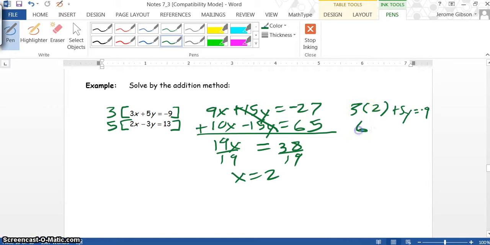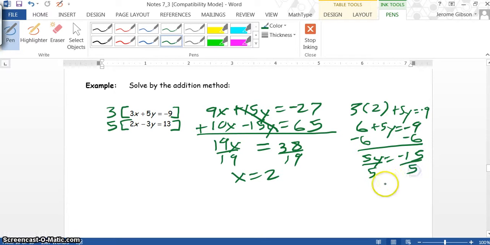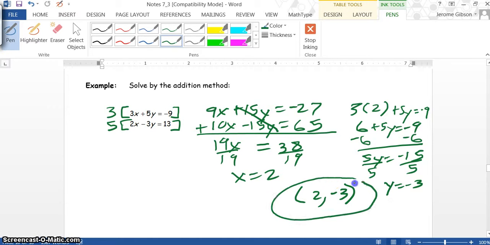So 3 times 2 is 6, plus 5y equals negative 9. Subtract 6 on both sides. 5y equals negative 15. Divide each side by 5. And y is negative 3. So we have the ordered pair 2, negative 3. That's our final answer here.